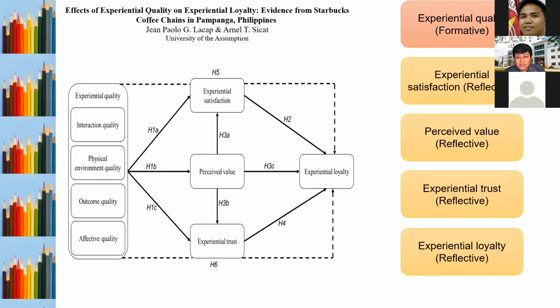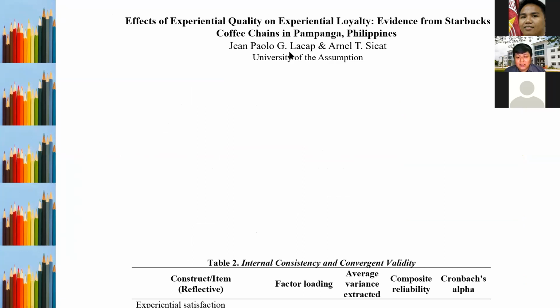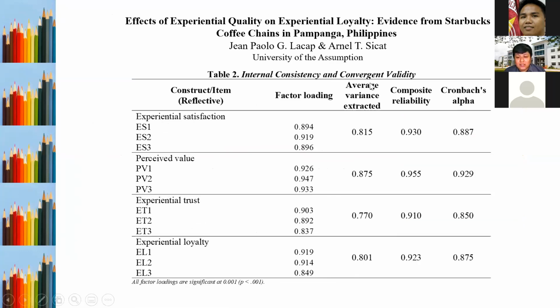Now, for example, this is our measure of internal consistency and convergent validity for the reflective constructs. We have experiential satisfaction, perceived value, experiential trust, and experiential loyalty. So these are the factor loading, average variance extracted, composite reliability, and Cronbach's alpha. So where did we get all these numbers?